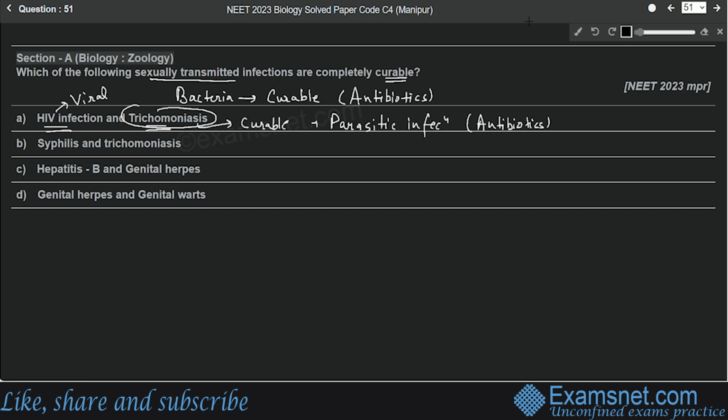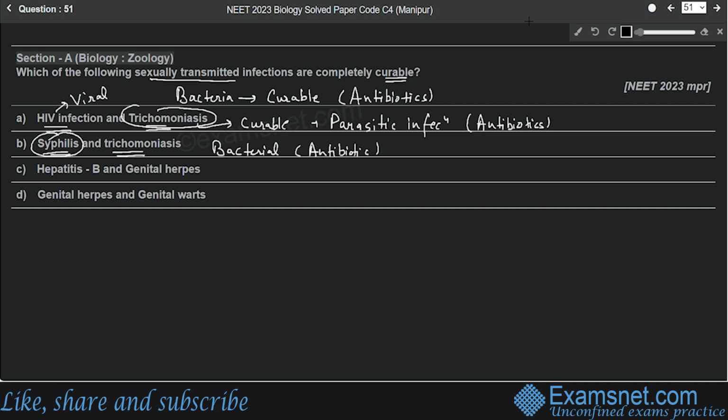But in this option, one is curable, the other one is not curable. In the second option, we have syphilis and trichomoniasis. So in this case, we have seen that trichomoniasis can be cured with the help of antibiotics, and syphilis can also be cured because this is a bacterial infection. So this can also be cured with the help of antibiotics. So in this option, both the infections are curable.